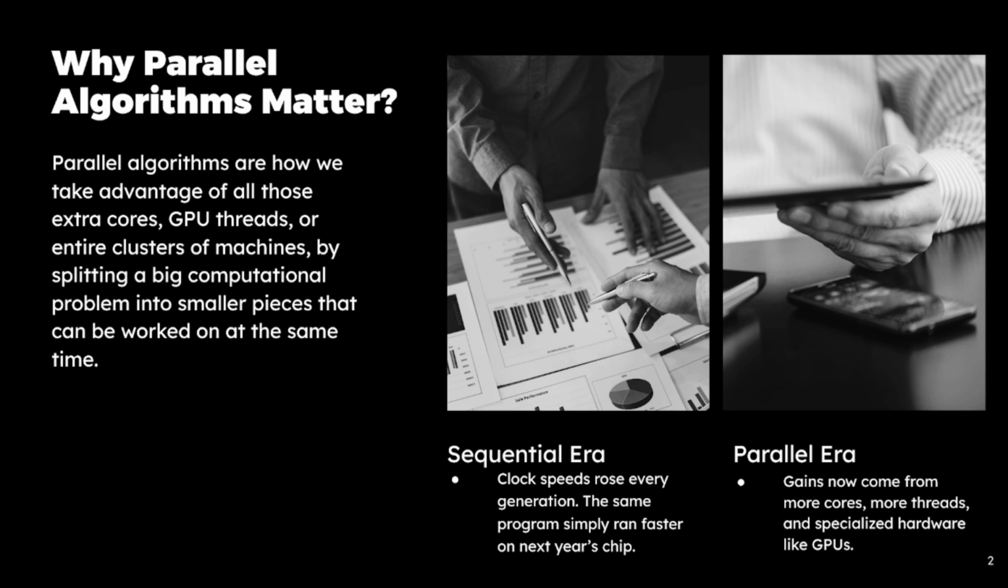At the same time, the problems we want to solve have gotten much larger. Think about training a neural network on billions of parameters, or analyzing a graph with billions of edges, like a web graph or a social network. A single processor working sequentially just cannot get through that kind of workload in a reasonable amount of time. Parallel algorithms are how we take advantage of all those extra cores, GPU threads, or entire clusters of machines by splitting a big computational problem into smaller pieces that can be worked on at the same time.